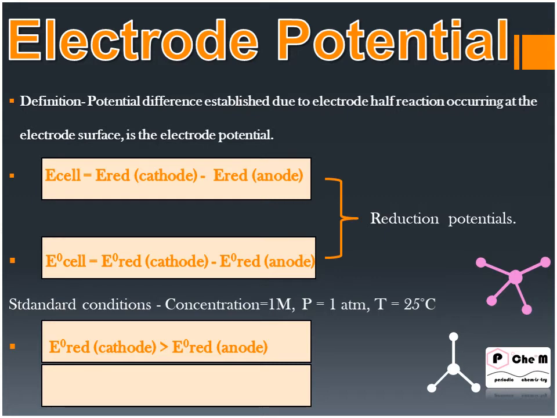When oxidation potentials are given, we can convert those into reduction potentials because the relation between them is E naught reduction is equal to negative E naught oxidation. That means they both are equal and opposite. So these were all the formulas that will be needed to solve the numericals that come under galvanic cell. Let's start solving the numericals.